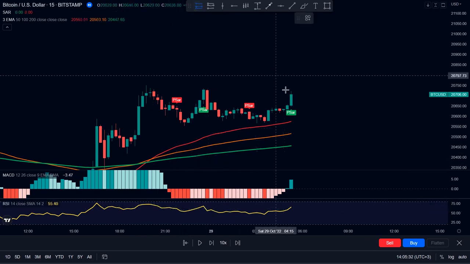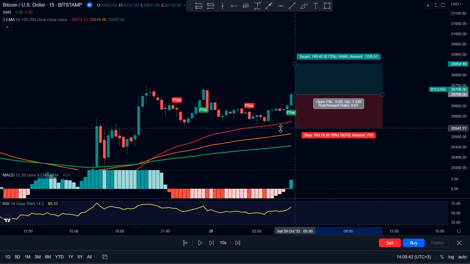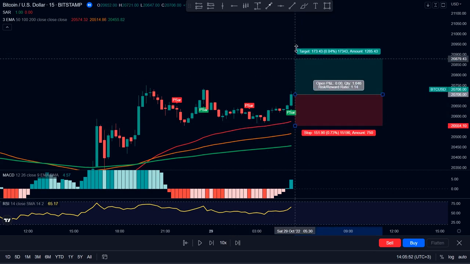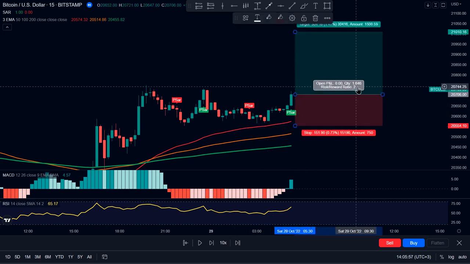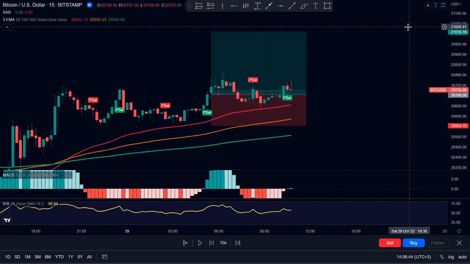We enter a long trade here, set our stop loss below the most recent swing low, which is this one right here, and for the take profit, we're gonna set it at 2 times the risk. We let this trade run and full TP.